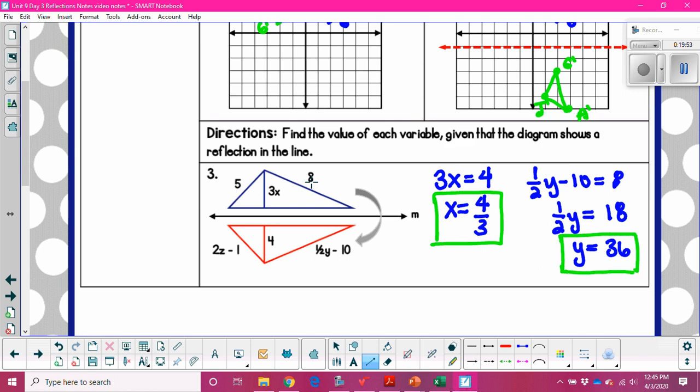Okay, so now we need to find z. Right here is 2z minus 1. It corresponds with 5. So our equation is 2z minus 1 equals 5. So you're going to add 1 to both sides. So you get 2z equals 6. Divide both sides by 2. So z is 3.